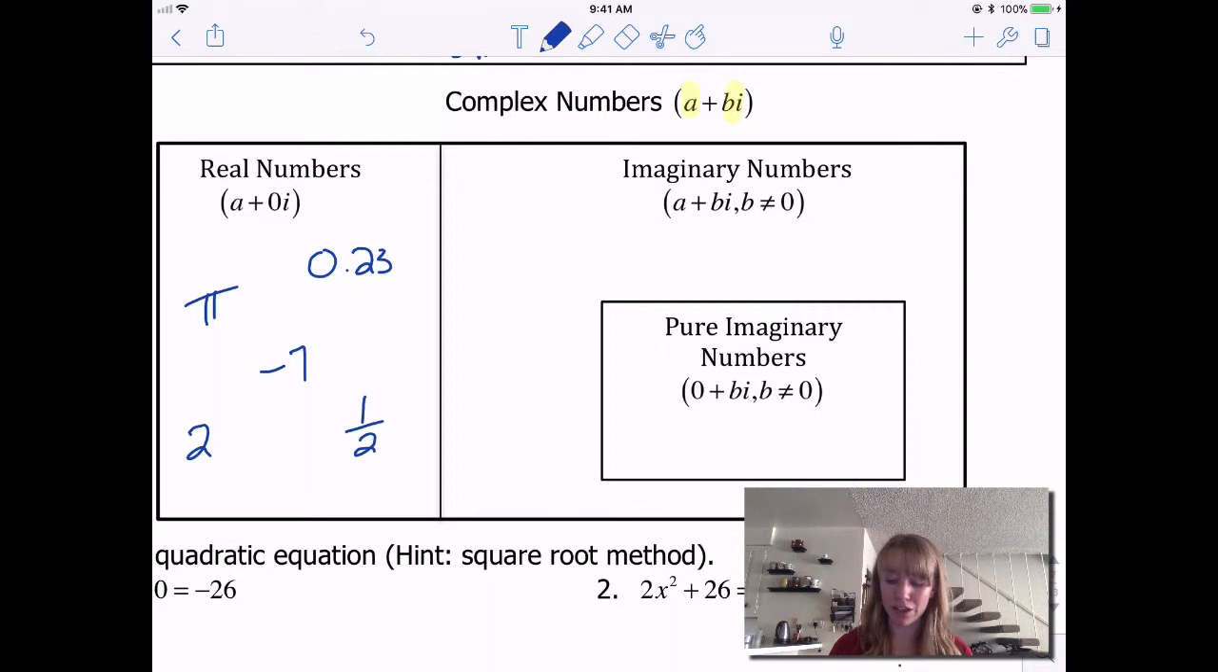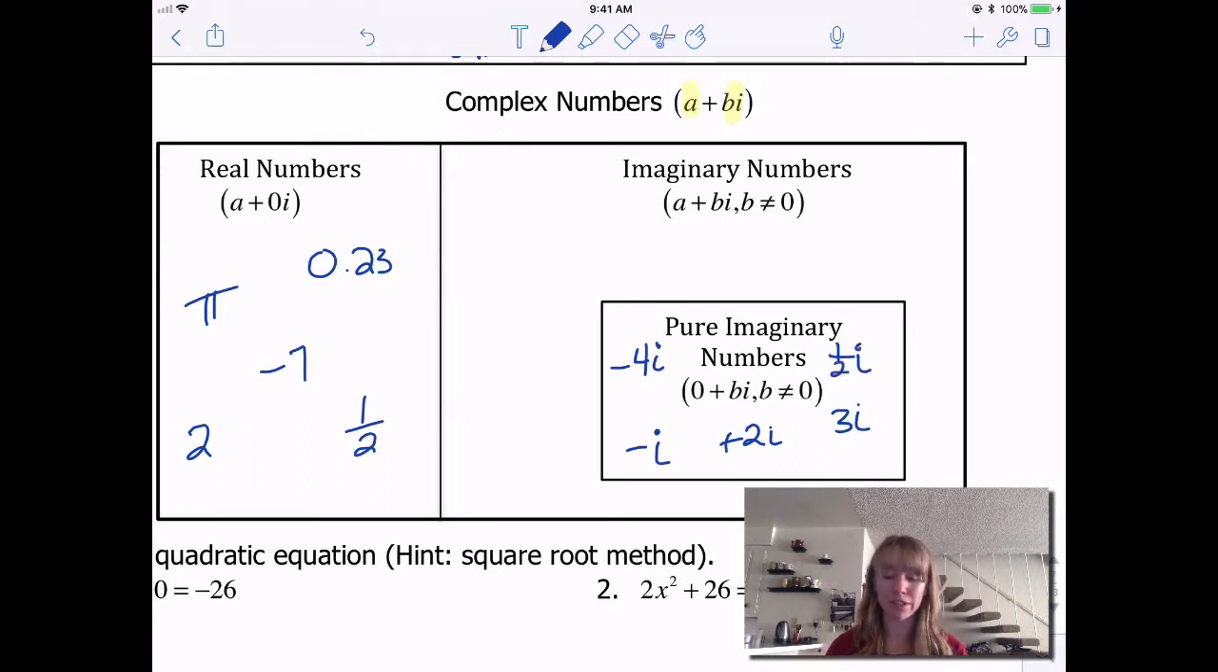Numbers that are pure imaginary only have an i part. So that's like -i, +2i, 3i, -4i. Anything that has just a number part, even 1/2, but it has to have an i.